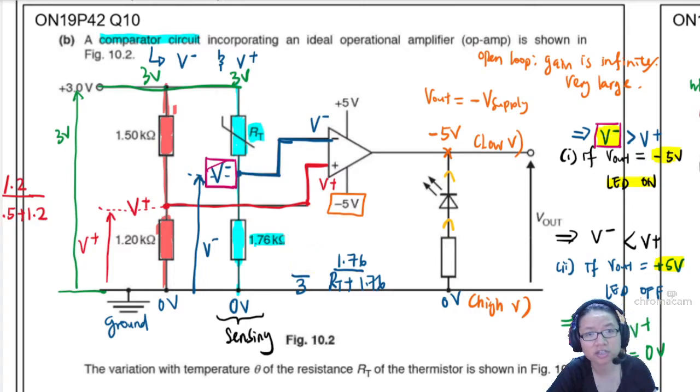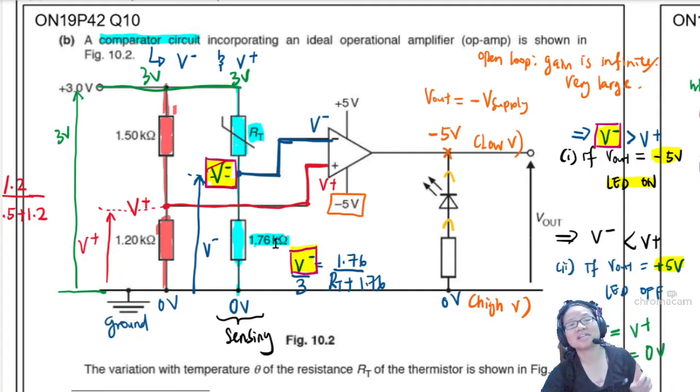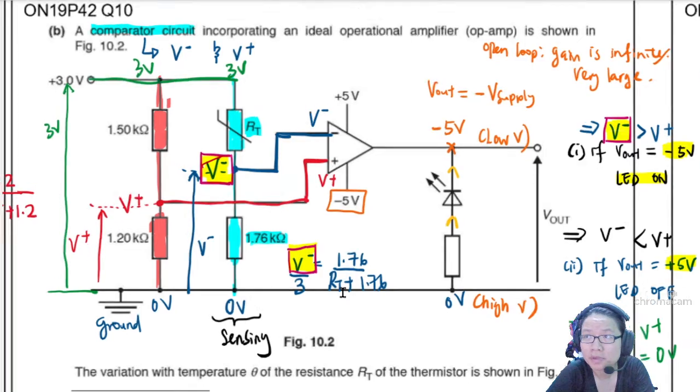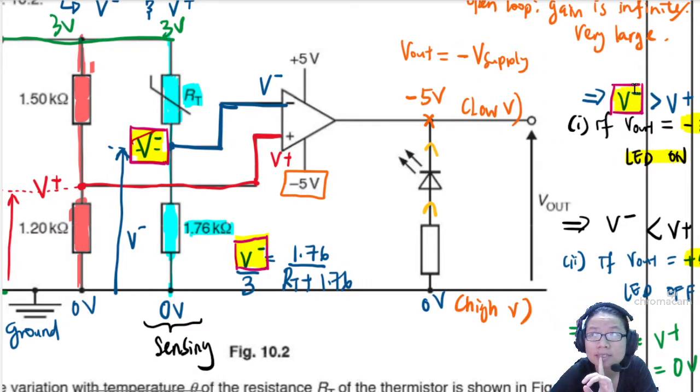You look at the calculation that has been drawn. These are all your V minus, all around the map. So this V minus is the one that will affect the reading. It is dependent on this ratio. Let me zoom in a bit. 1.76 will not change, but RT can change. So if you want V minus to be bigger, this number to be bigger, should RT be bigger or smaller?